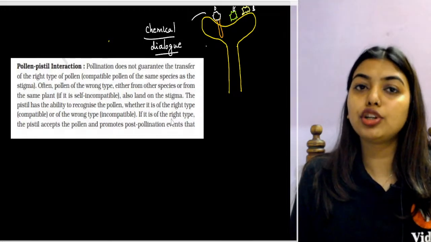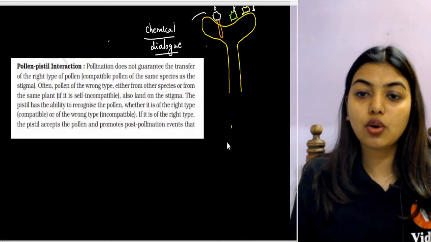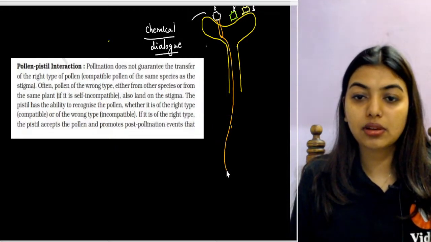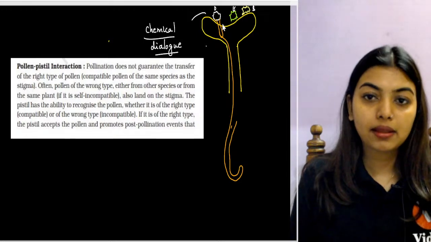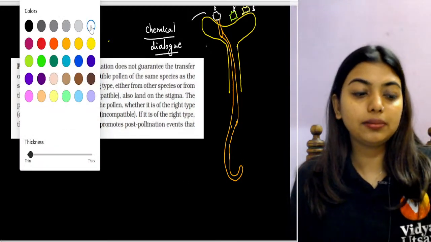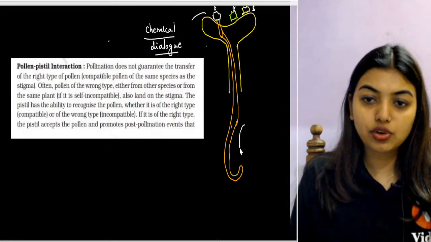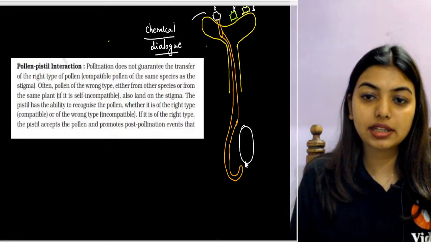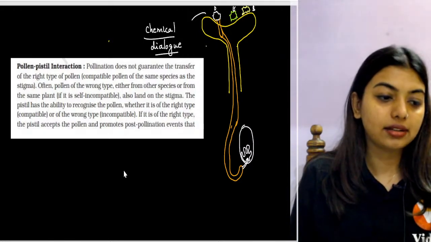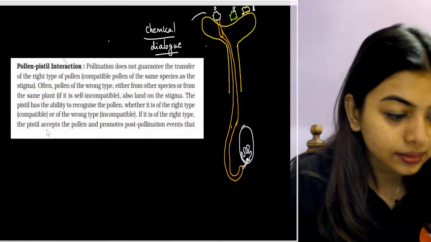If they are compatible, they will allow the pollen tube formation, and then the pollen tube will extend all the way up to the ovary. In the embryo sac, who is going to be sitting? The filiform apparatus will be sitting. This filiform apparatus will tell the pollen tube, okay, you come inside, and this way you will be able to enter inside the egg. Understood? Yes or no? Clear?